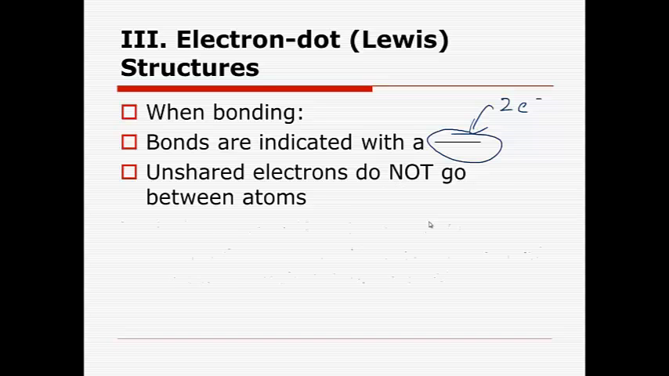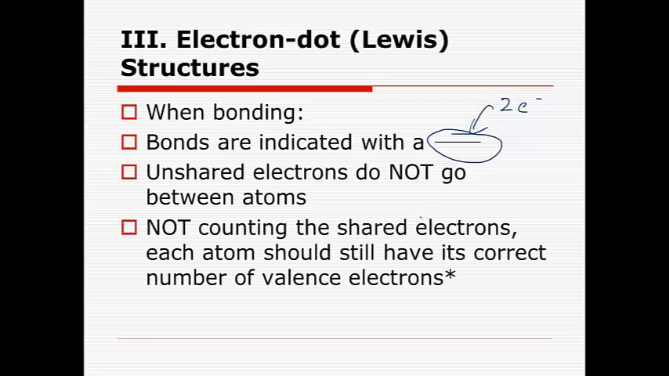Now, how do you know when you're done? Not counting the shared electrons, each atom should still have its correct number of valence electrons. So if we started out with oxygen, oxygen has 6 valence electrons. When you're done, before you connect your dots and make bonds, you should still have 6 valence electrons around the oxygen.